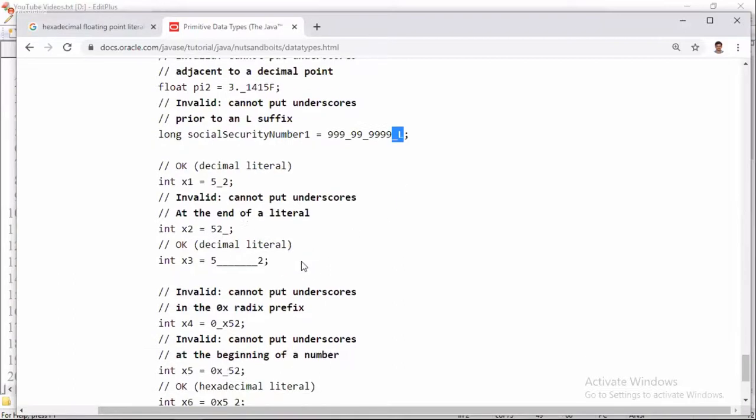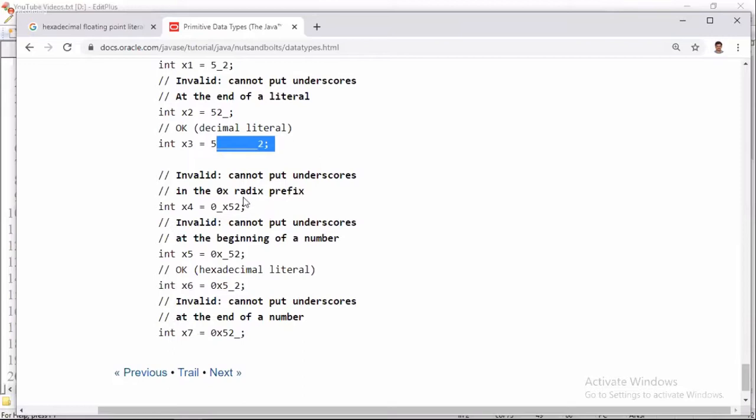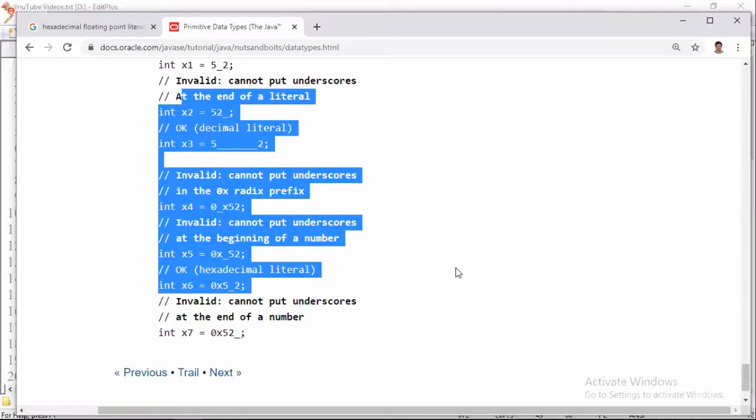Decimal literals: 5_2, no problem, allowed. Can you place multiple underscores? Yes, multiple underscores are allowed, no problem. Cannot put underscore in the 0x radix prefix. 0_ not allowed, after 0x not allowed. Between 5 and 2 allowed. At the end not allowed. We practiced many more test cases than these Java people.